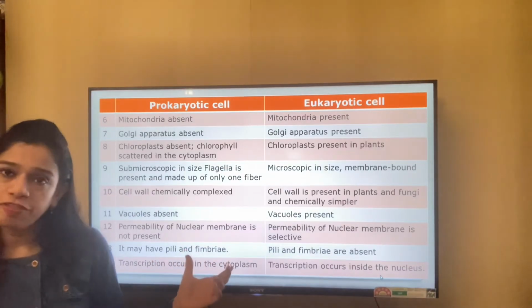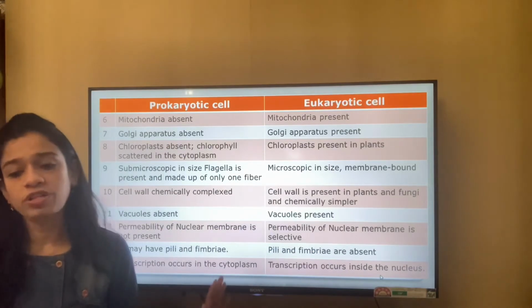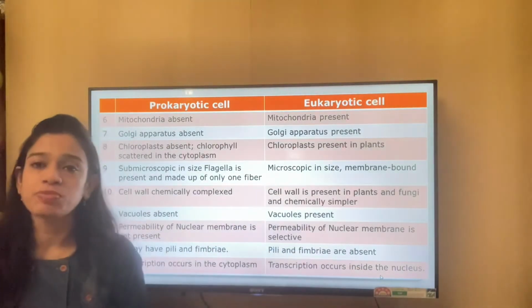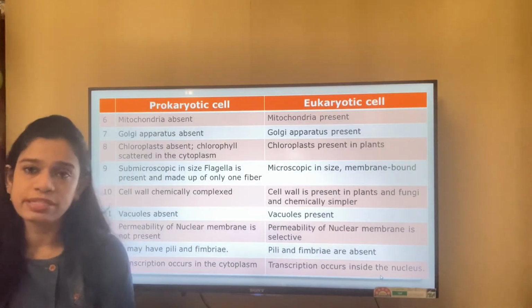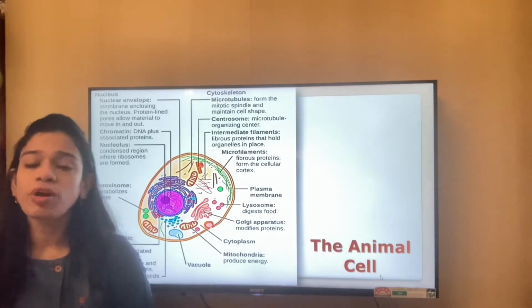They have pili and the membrane. Here they are absent. Here the process of transcription takes place in the cytoplasm. Here the process of transcription takes place in the nucleus, because there the genetic material is present in the nucleus. Now let's understand more about the eukaryotic.